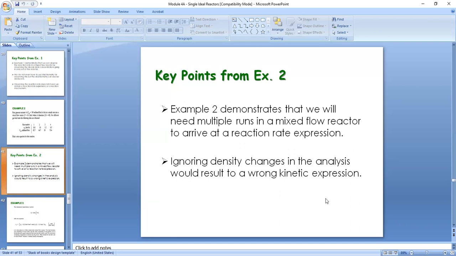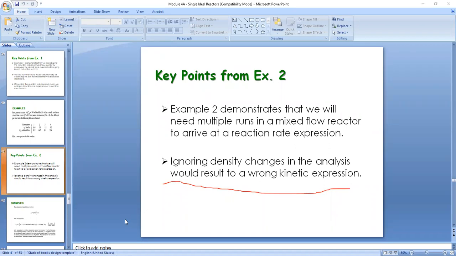Now, what do you think is the essence of this one? What have we done, by the way? In this particular example, I intentionally did it that way. That way, you will know what's wrong with what we did. What is this? Can somebody explain? Ignoring density changes in the analysis would result in a wrong kinetic expression.